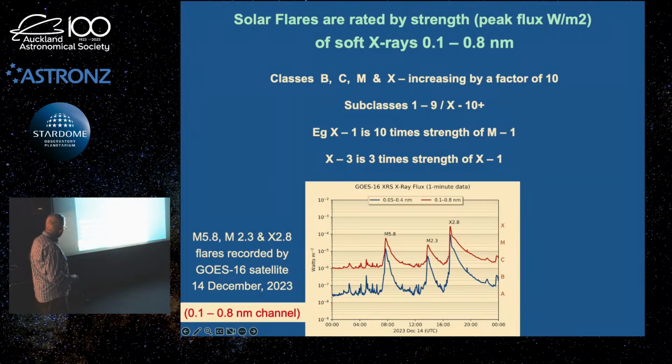And here's a nice tracing over a time period on December the 14th from one of these X-ray satellites. Forget the blue. The red is the channel 0.1 to 0.8 nanometers. And you can see here are the flares, and they've graded them accordingly to their flux. This was an M5.8, an M2.3. This one was a lot higher, so it was in the X class area, and it was a 2.8. So next time you see those in the news, you immediately know what they're referring to. It's referring to the flux from the soft, or the lower end, of the X-rays.